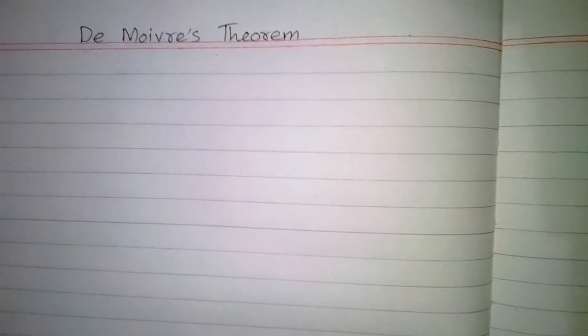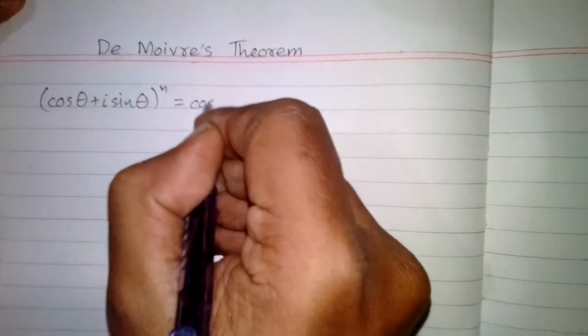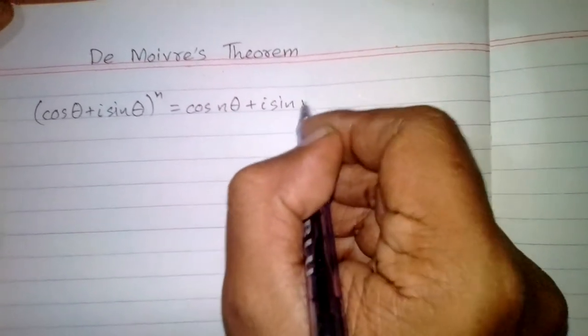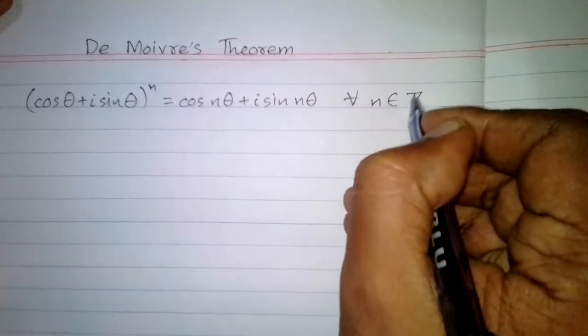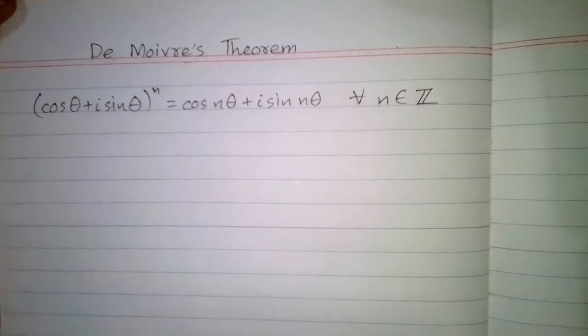In this video, we will prove De Moivre's theorem. So first of all, what is De Moivre's theorem? De Moivre's theorem is (cos theta plus iota sin theta) raised to the power n is equal to cos n theta plus iota sin n theta for all n belongs to Z, or for all n belongs to integer.